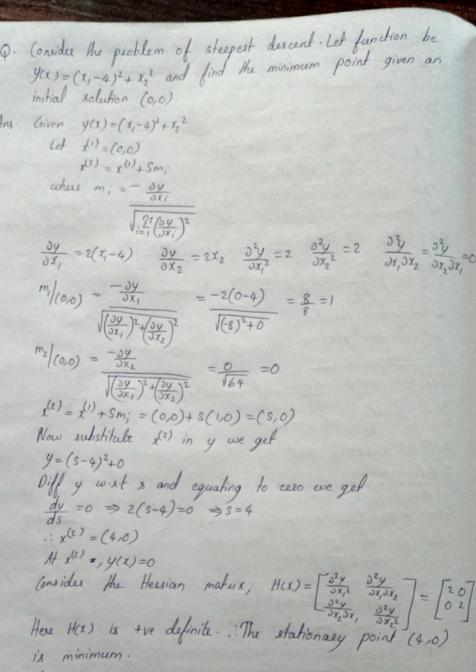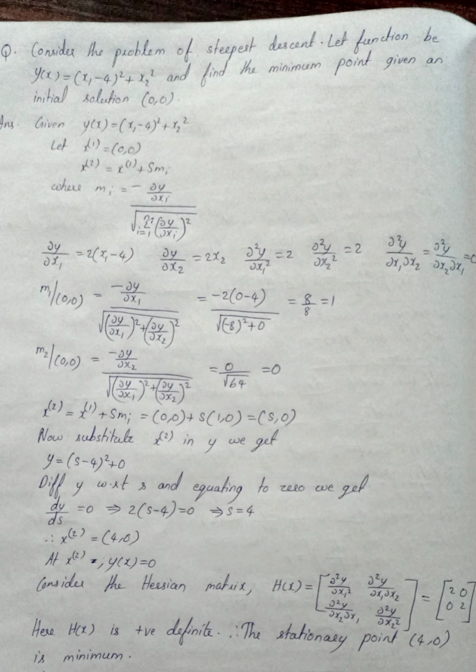Let the function be y of x equal to (x1 minus 4) whole square plus x2 square, and find the minimum point given an initial solution 0, 0. So our function is y of x equal to (x1 minus 4) whole square plus x2 square. Our initial solution is given as 0, 0. So we can write the x(j plus 1) component as x2 equal to x1 plus s mi. Mi is given as plus or minus dou y by dou xi by root of sigma i equal to 1 to n (dou y by dou xi) whole square.